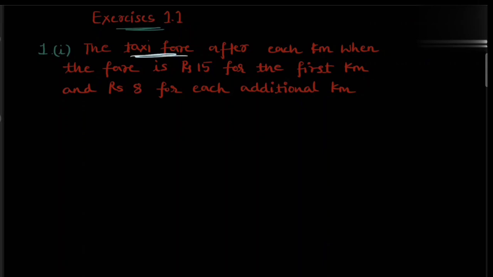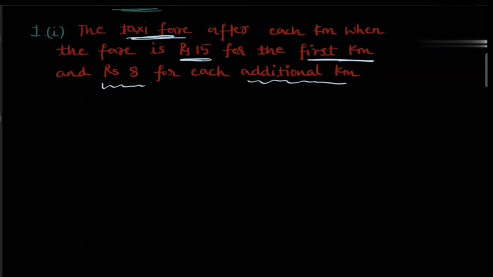Here the taxi fare means the customer pays for a journey in a taxi, when the fare is rupees 15 for the first kilometer and rupees 8 for each additional kilometer. That means, for the first kilometer, the customer has to pay 15 rupees. For each additional kilometer, the customer has to pay rupees 8 extra. So for 1 kilometer, the customer has to pay 15 rupees.